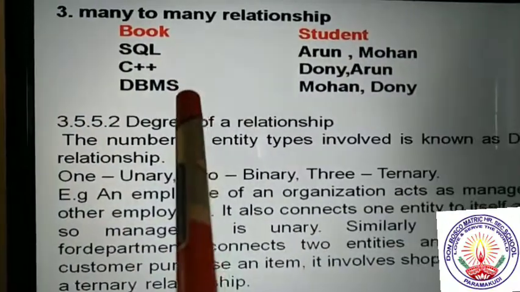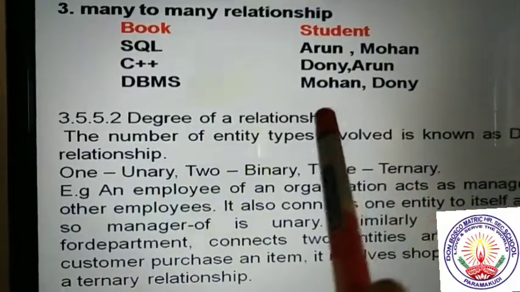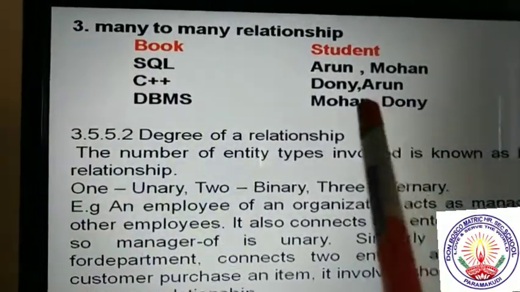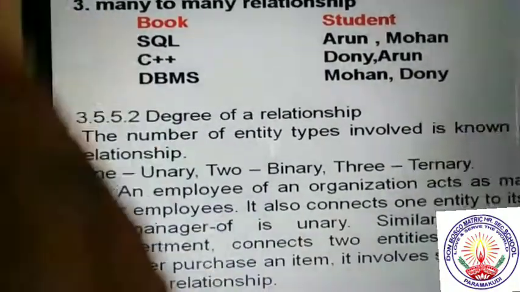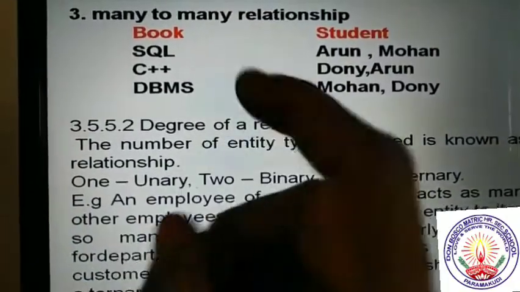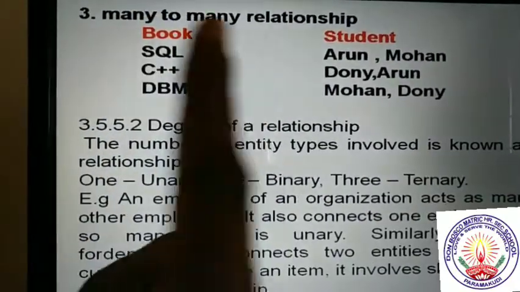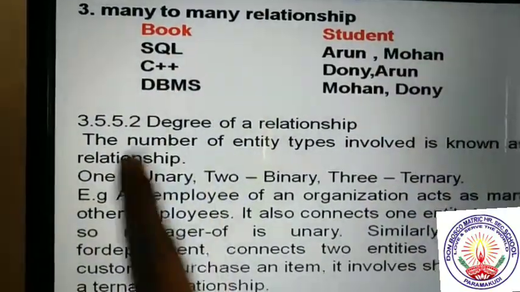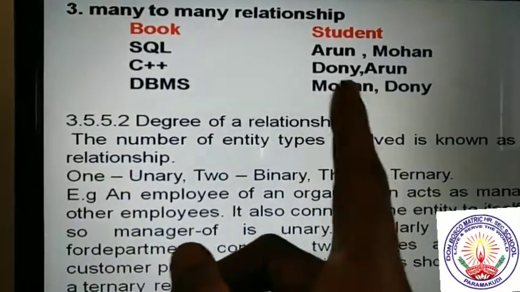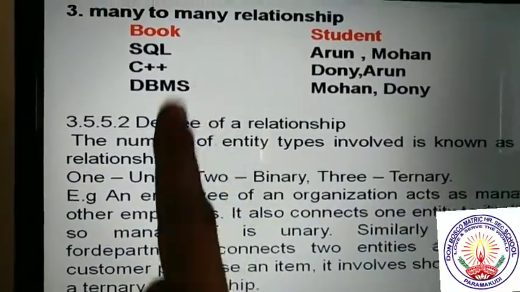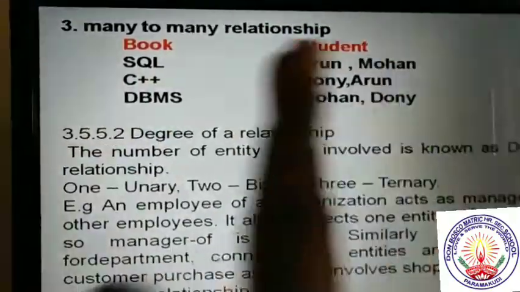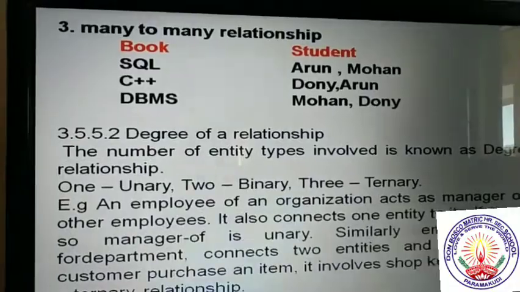C++ also connection for Dhoni and Arun. So here the SQL and C++ also connecting for Arun because SQL and C++ are different types of book, okay. And the relationship, SQL also connecting to Arun, C++ also connecting to Arun. In the same way, Tony connection C++ and DBMS. So the many to many relationship means each relation connection for each other.